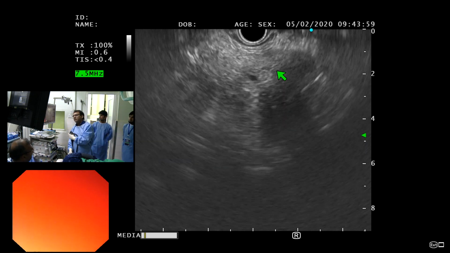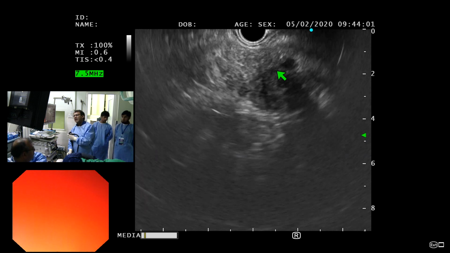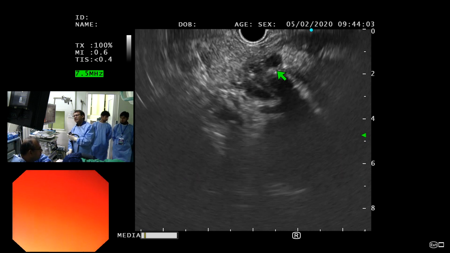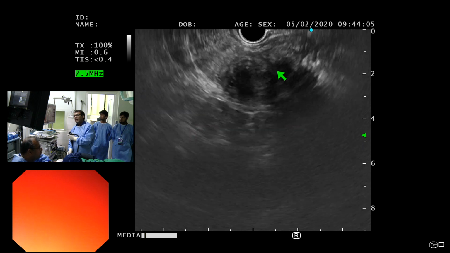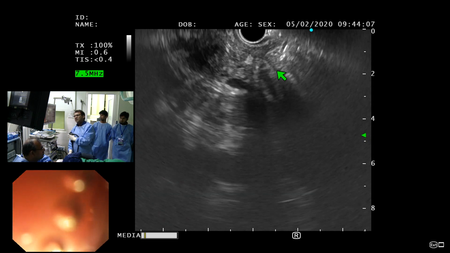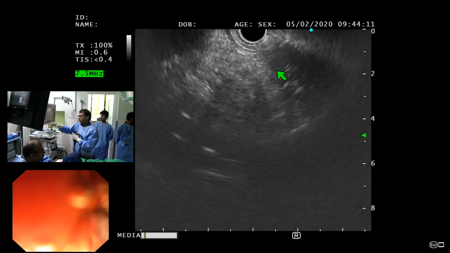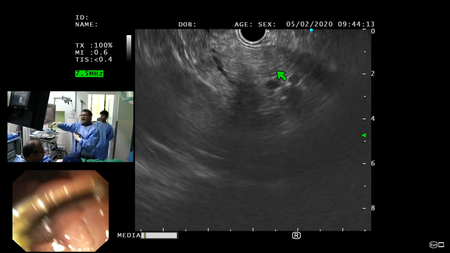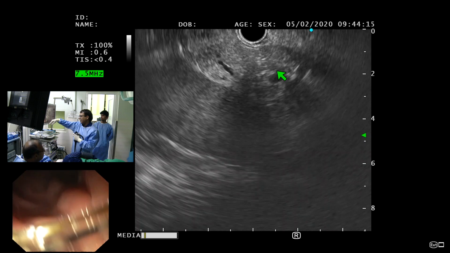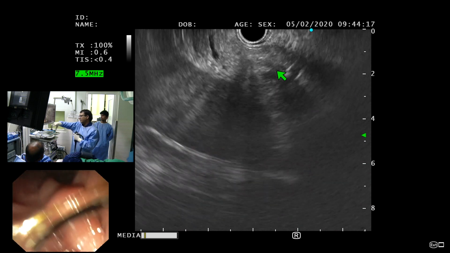I stopped there just to show you, and right there is that area of the fluid collection. The stents are in there, and coming back, the rest of the pancreas is right at the bottom. So just one movement from the ampulla all the way to the tail of the pancreas without losing the pancreatic duct.